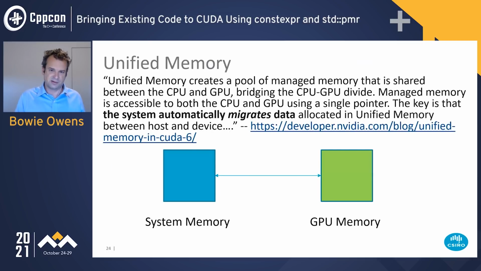So let's revisit that explanation of unified memory. Unified memory allows you to pretend that there's no separation of CPU and GPU memory. It doesn't remove that separation. What it does is it performs an allocation both in the system memory and in the GPU memory. And then, as we see from the Nvidia website, the system automatically migrates the data allocated in unified memory between the host, or the CPU, and the device, the GPU.